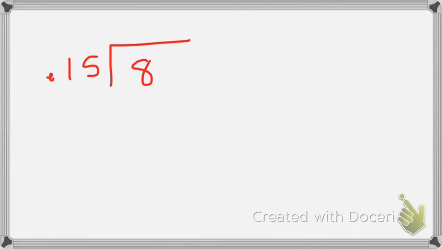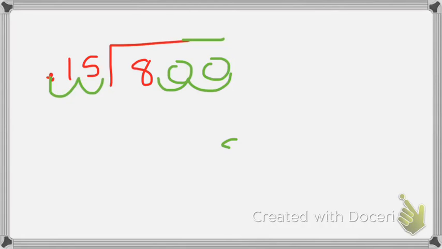So I move my decimal point over 2 times, add 2 zeros, and move this over 2 times. So now it's going to be 800 divided by 15.